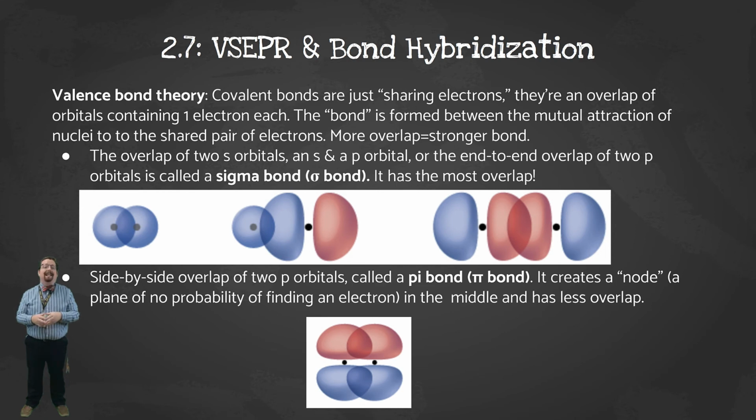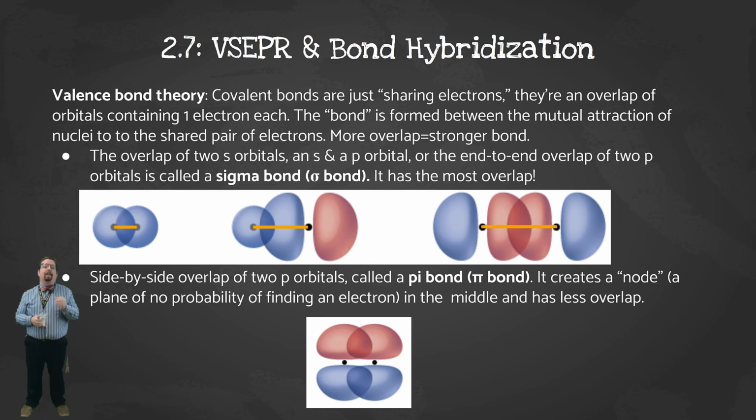Sigma bonds are formed anytime two s orbitals or an s and a p orbital overlap. This also happens when two p orbitals overlap end to end, as pictured here. If you were to draw a line between the two nuclei, you'd see the internuclear axis. As long as the orbitals overlap across the internuclear axis, it's a sigma bond.